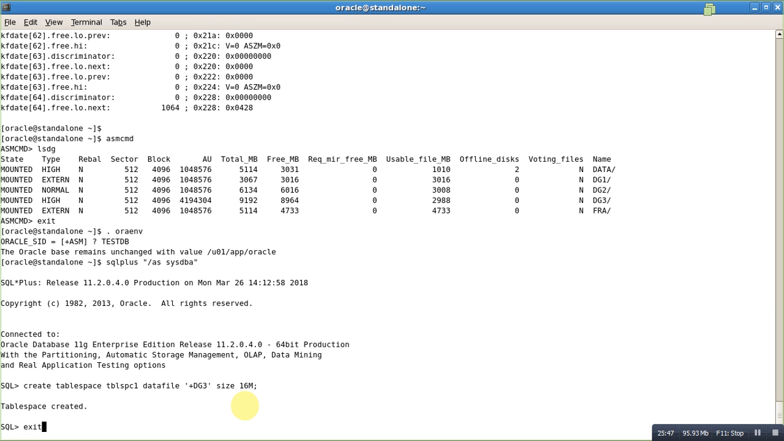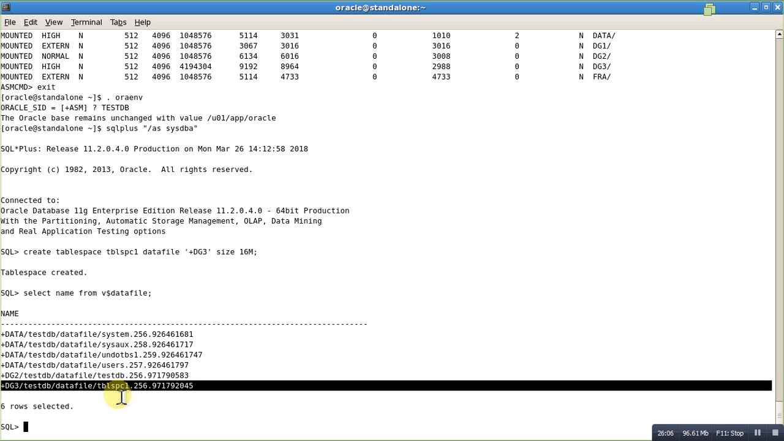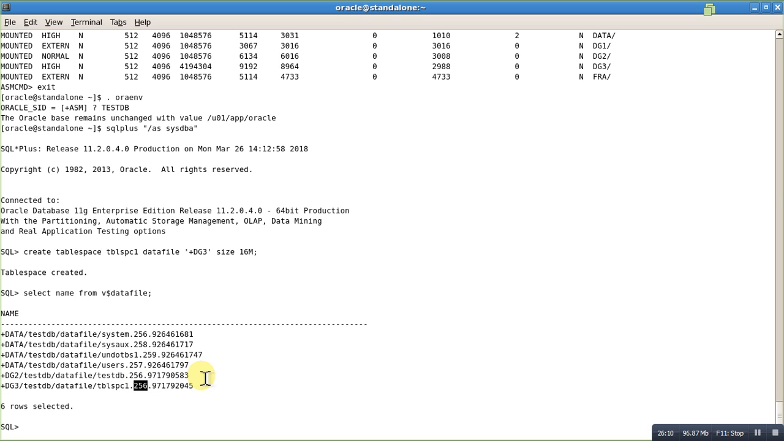Let me see the name of the file. As this is in a different disk group, every disk group has its own free space table. So we'll get a different file name, right? 256. We have the same file number as given for the previous tablespace, but as these two are in two different disk groups, we'll get the file number starting from 256.